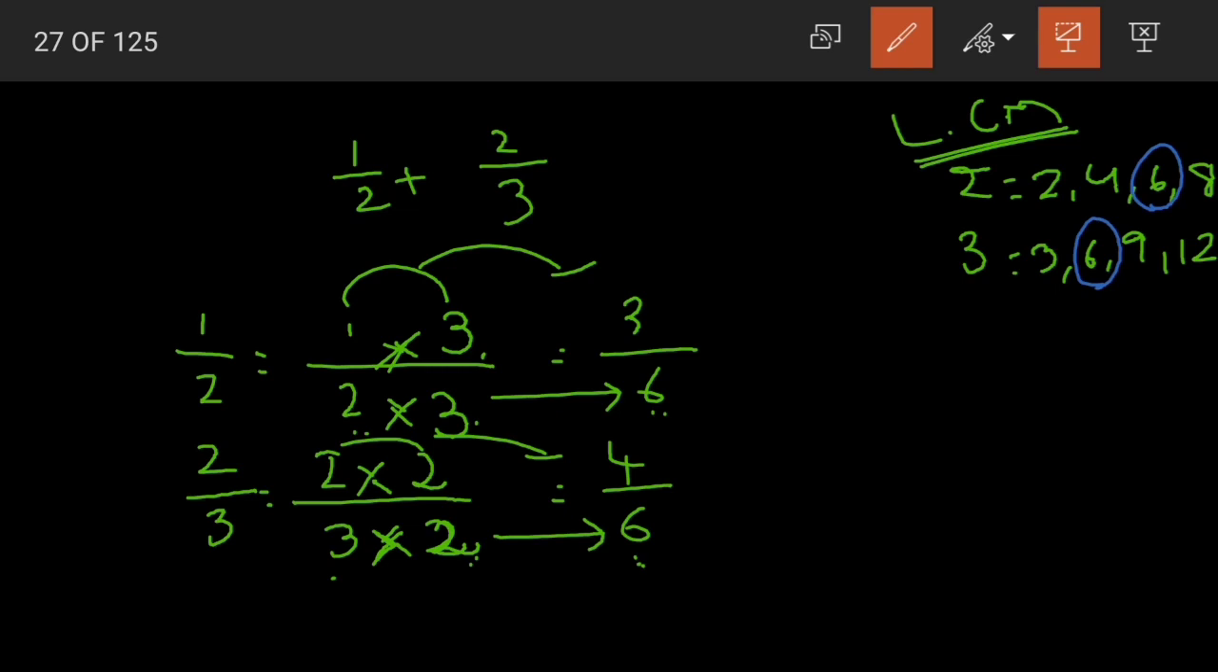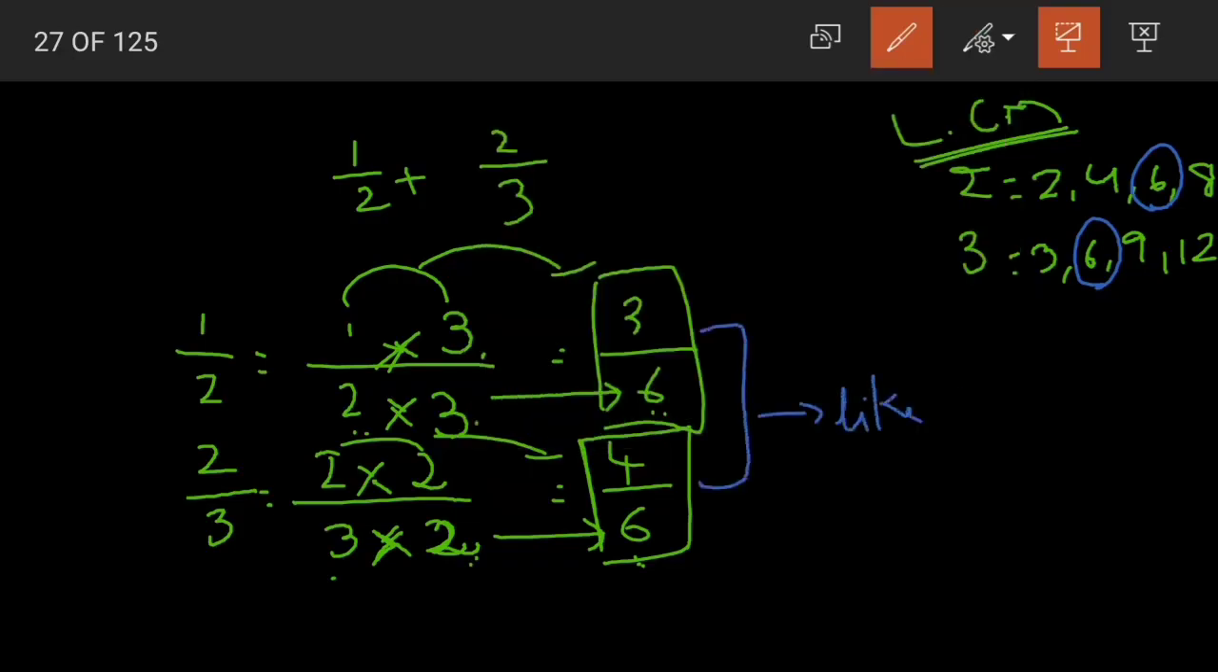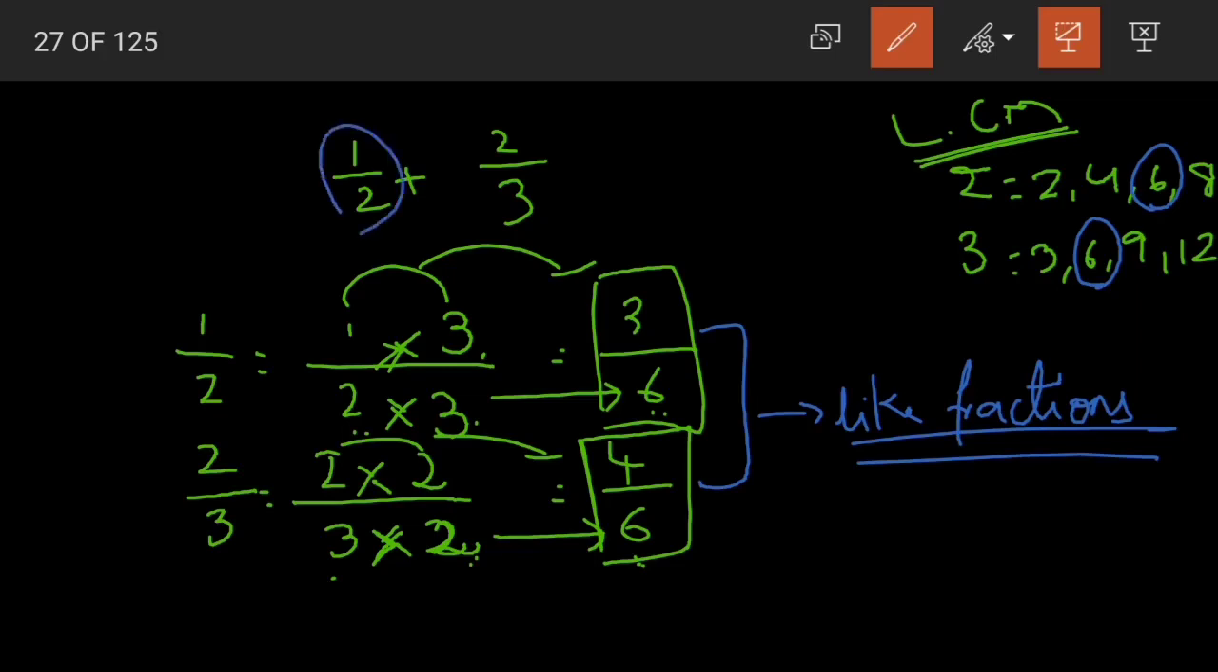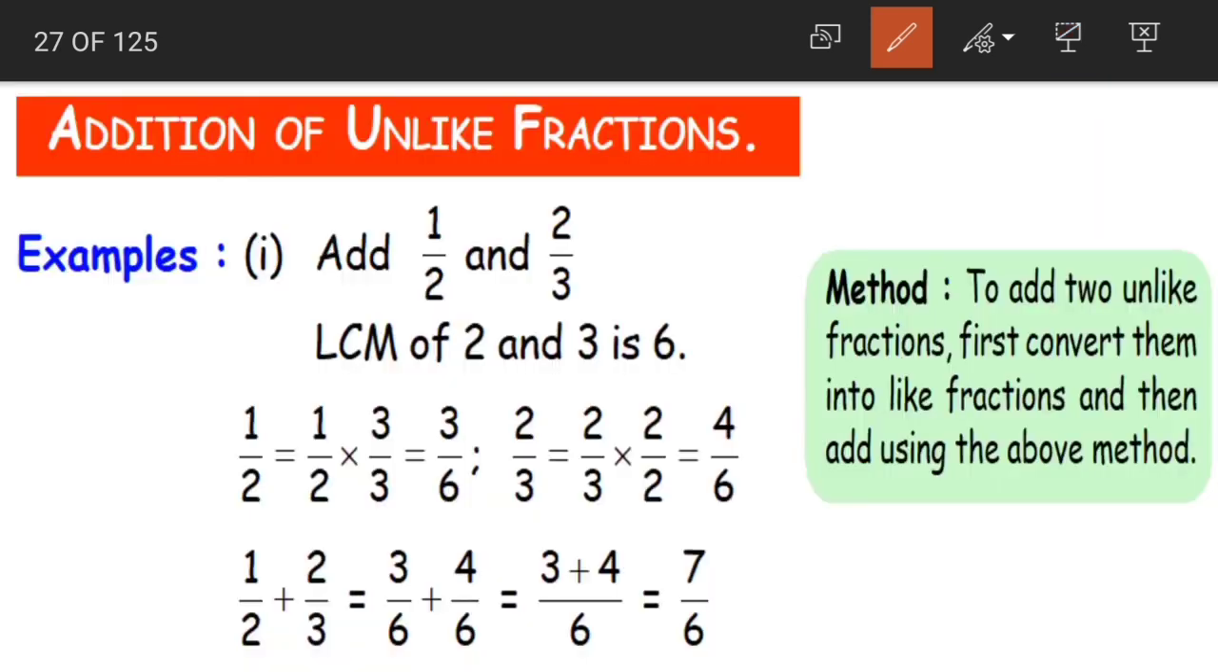What are the resultant fractions? 3 by 6 and 4 by 6. What are these two now? These two are our like fractions. Yes, children, these two are our like fractions. We started with 1 by 2 and 2 by 3, which were unlike fractions. But after finding out the LCM, we are with two like fractions, 3 by 6 and 4 by 6.